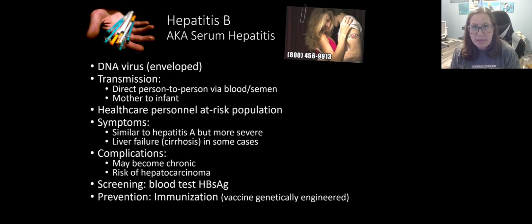Screening is through a blood test. It'll be an HBs antigen test that they're looking for specifically. And prevention is an immunization. This vaccine was genetically engineered, and it came into play really in the 1990s.